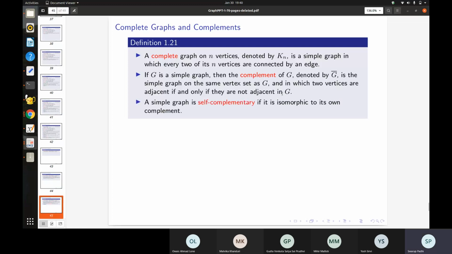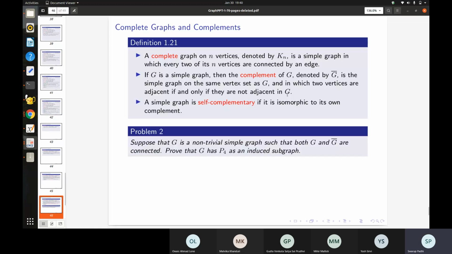A simple graph is self-complementary if it is isomorphic to its own complement. I have not covered the topic of isomorphism, but I will provide the material for it. It's also a very simple and intuitive topic, and I will try to discuss it at the end. So let's skip it for now. What is isomorphism? It's a very simple topic.